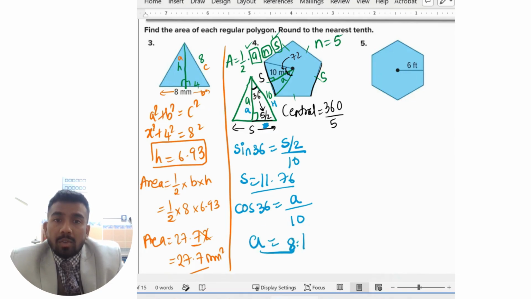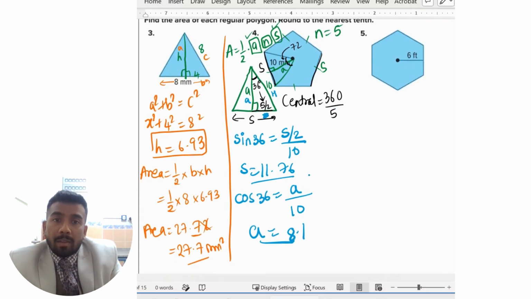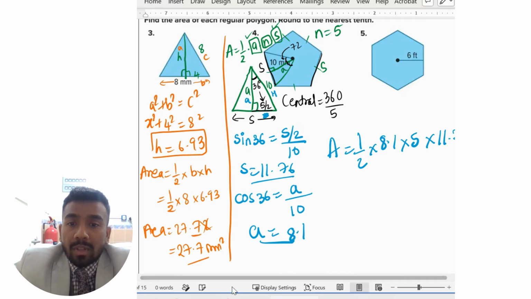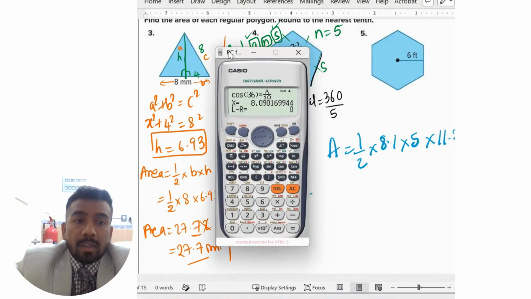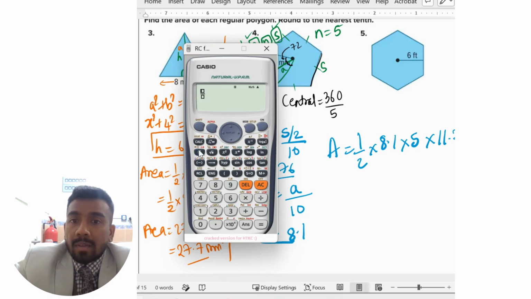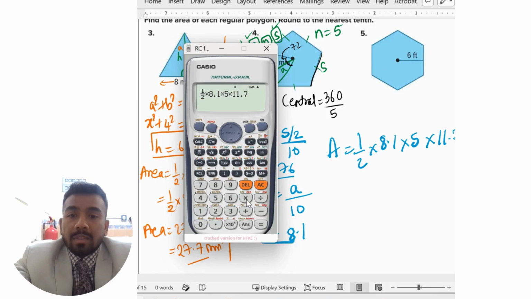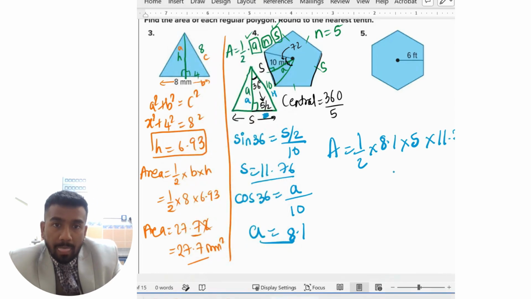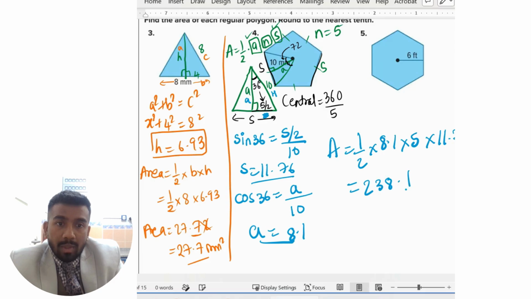So you know A, you know S. Let's find the area. So what will be the area? Half times 8.1 times N, that is 5, times S, that is 11.76. Put it all in the calculator. So what do you have? Half, 1 over 2, times 8.1 times 5 times 11.76. So what's the answer? 238.14. 238.1. Okay, that's your answer.